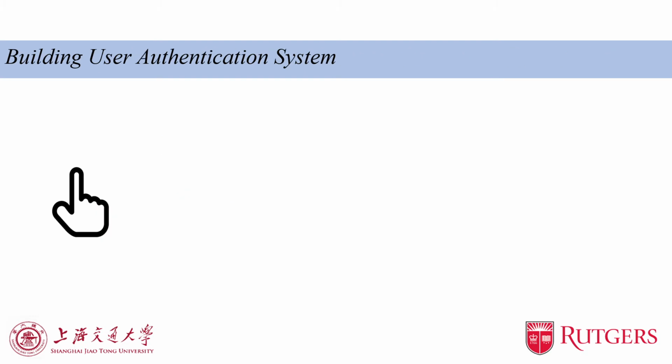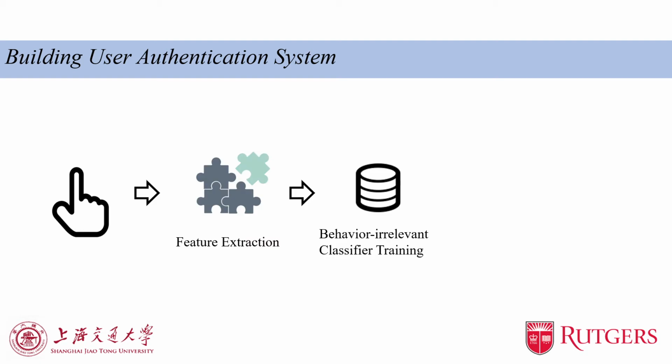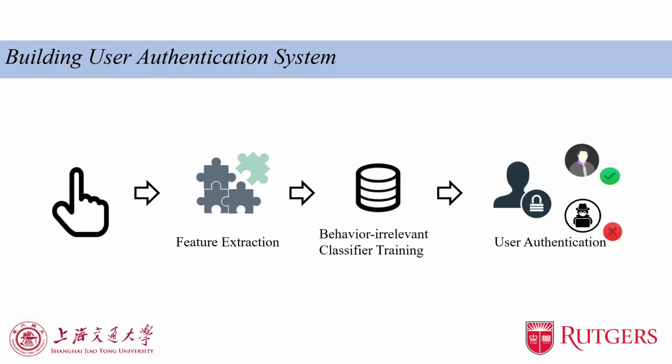To build a user authentication system from that, we first need to extract features from the fingers, and then train a behavioral irrelevant classifier with the features. We'll first take a look at feature extraction.